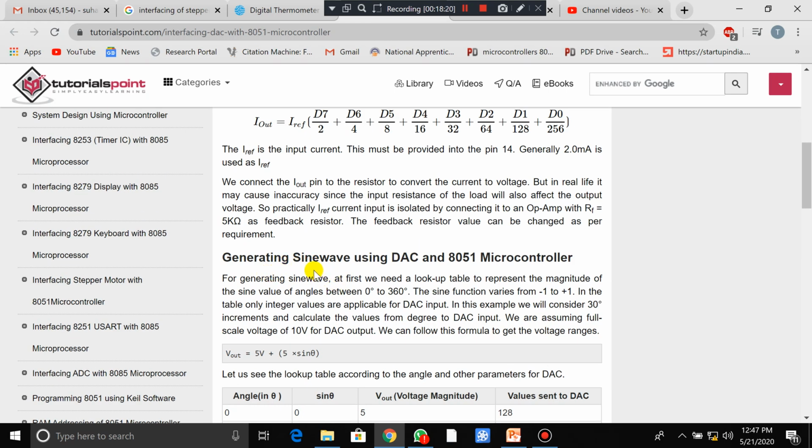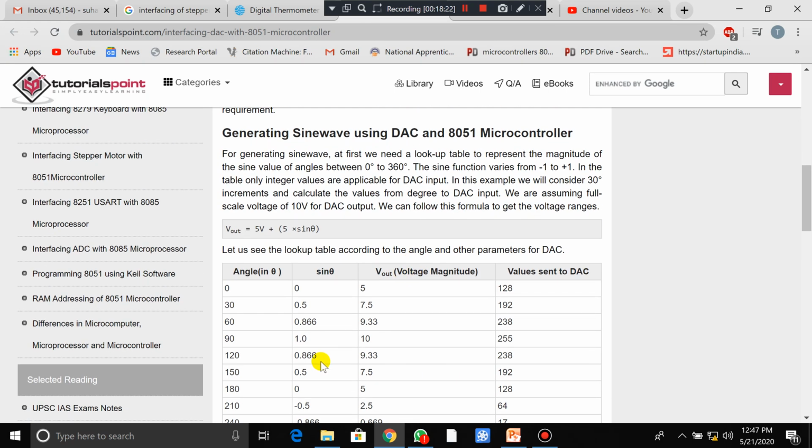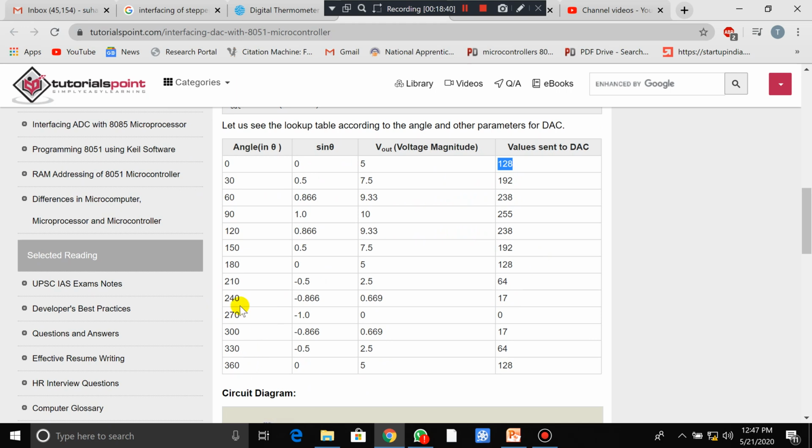So we are going to generate a sine wave using DAC. Here we are going to give the angles like this, starting from 0. For sine theta, V out will be in the form of voltage. If you convert those values into decimal, you will get these values, that is 128, 192, 238. With respect to this, we see the angles. From 0 to 360 degrees, you will have this many data points.